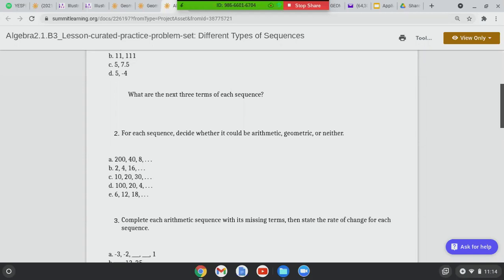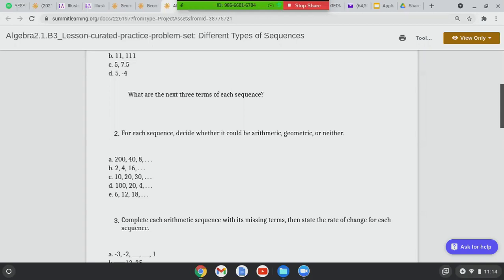Geometric. All right. What did we multiply, or look at the third one? Yes, arithmetic. It's plus 6, isn't it? Yes, exactly. Plus 6.